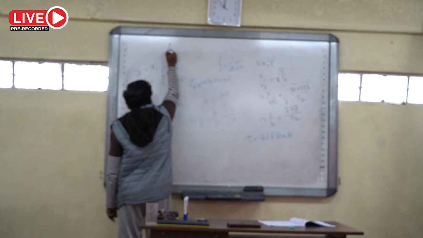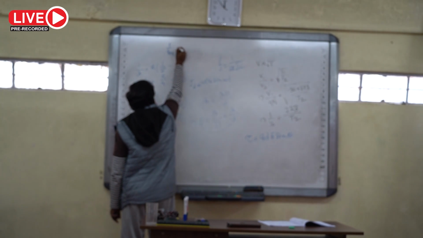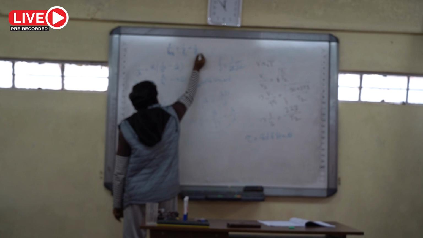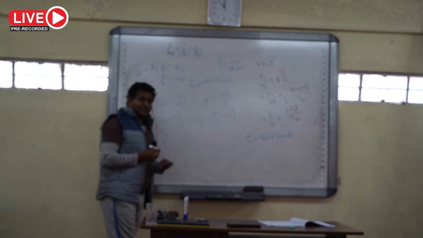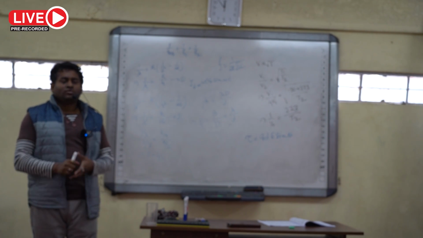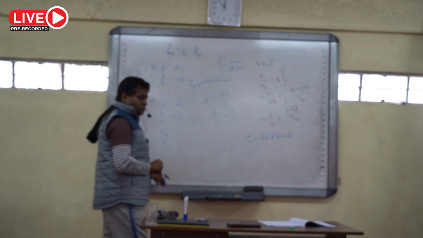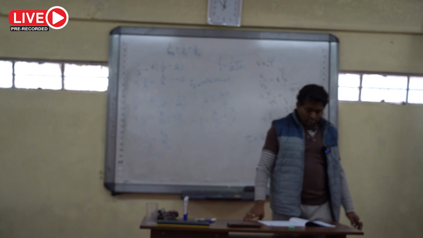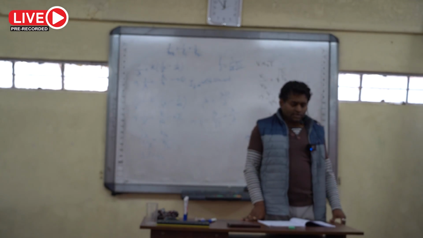1 by f equivalent is equal to 1 by f1 plus 1 by f2. But here f1 equal to plus f and f2 equal to minus f. So 1 by f equivalent will be 0. So f equivalent will be infinity. Next question.